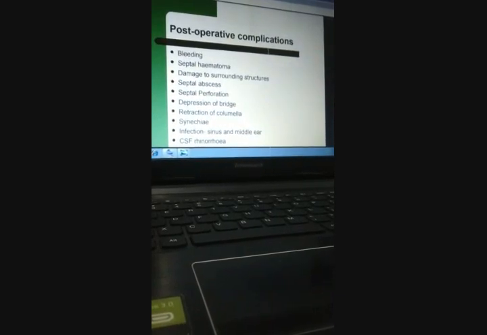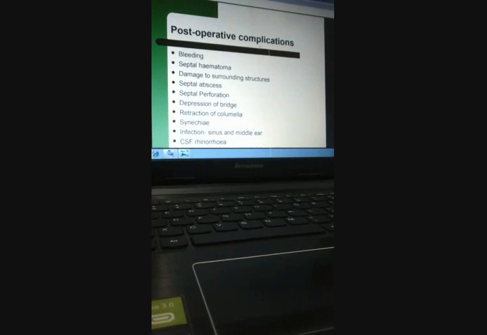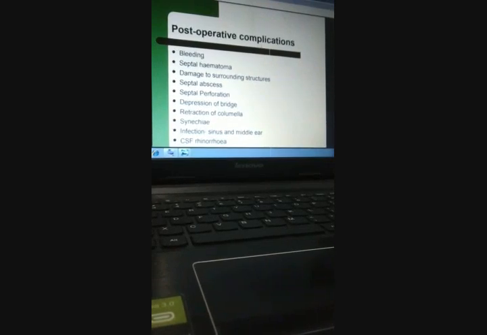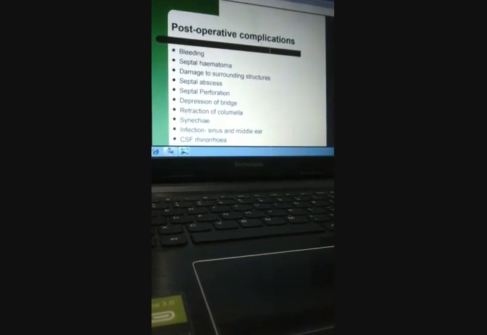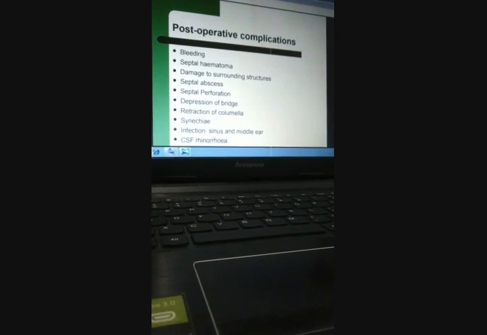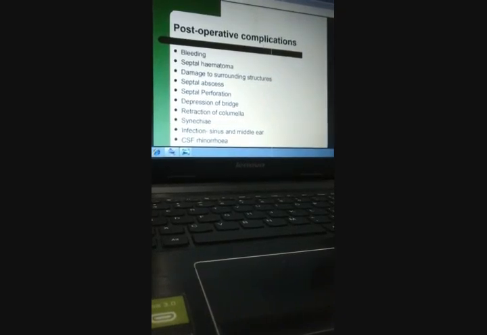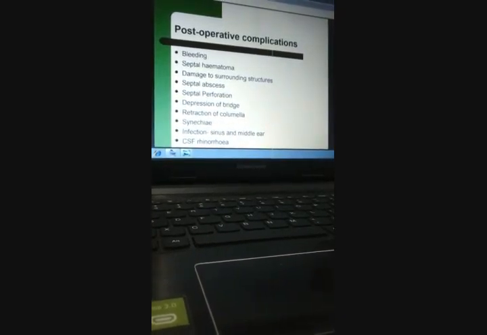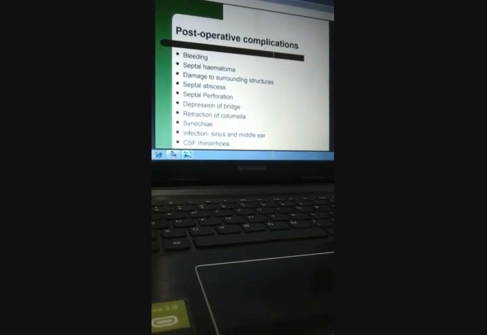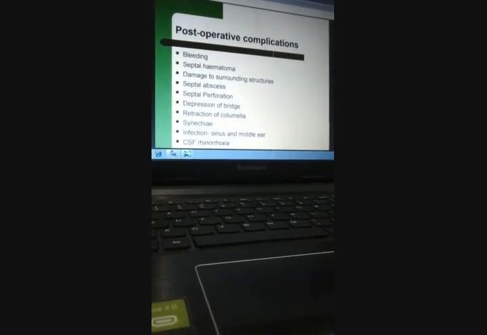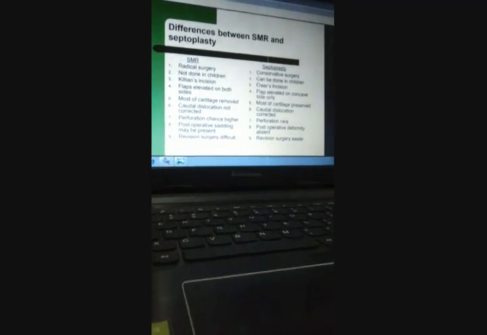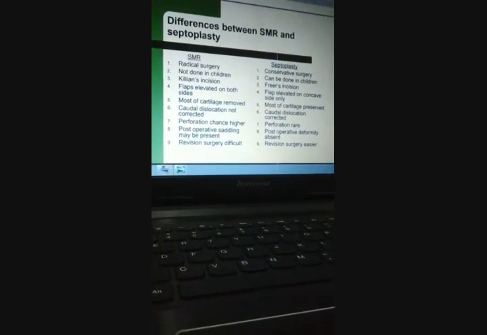Post-operative complications are almost similar. The bleeding, septal hematoma, damage to surrounding structures, septal abscess, septal perforation, depression of the nasal bridge, retraction of the columella, synechia, infection of sinus and middle ear, CSF rhinorrhea as in case of SMR operation.